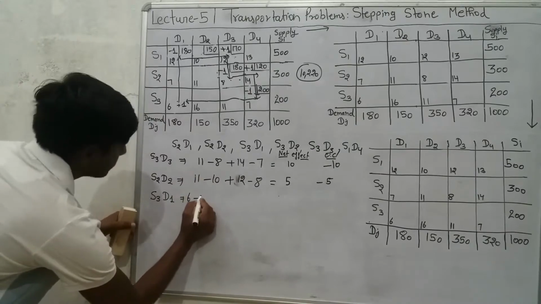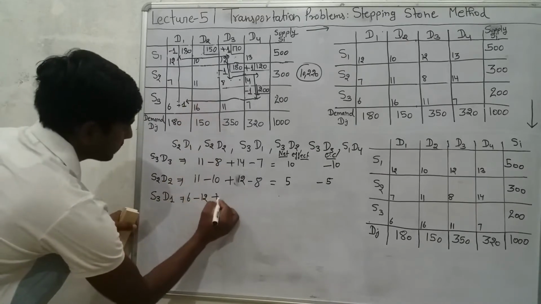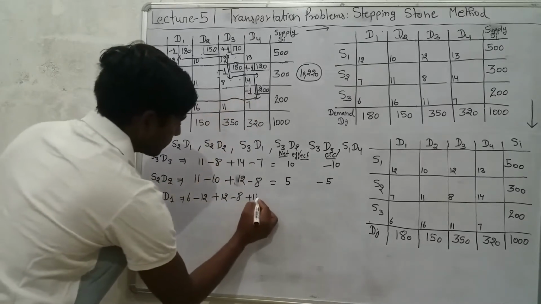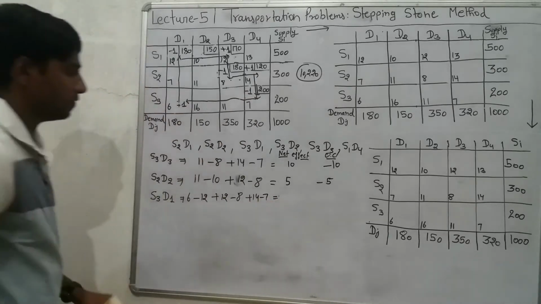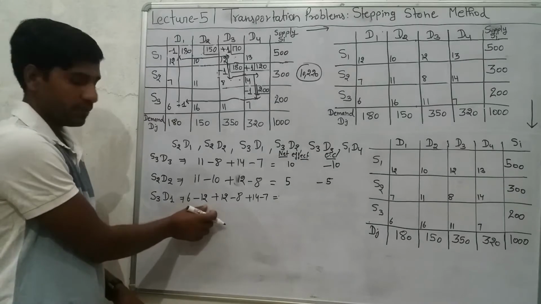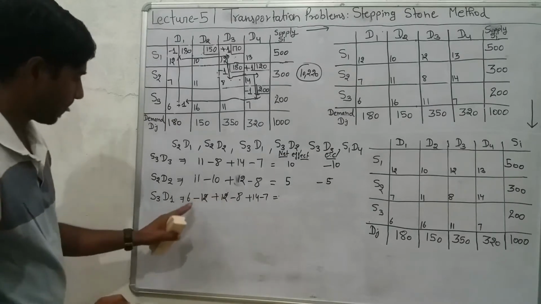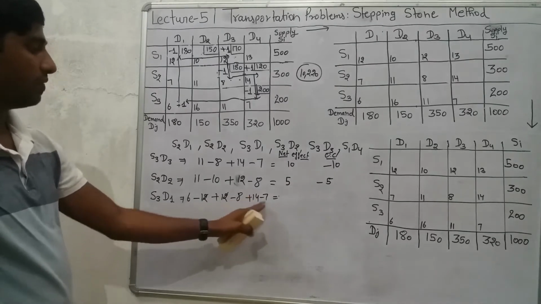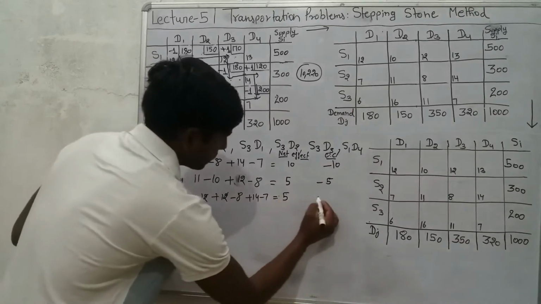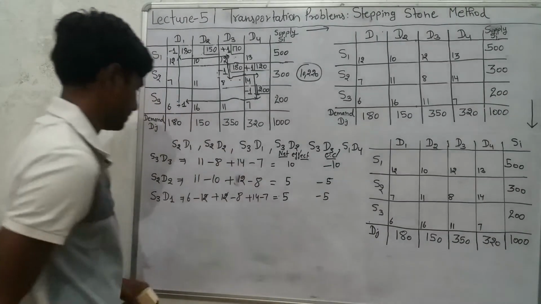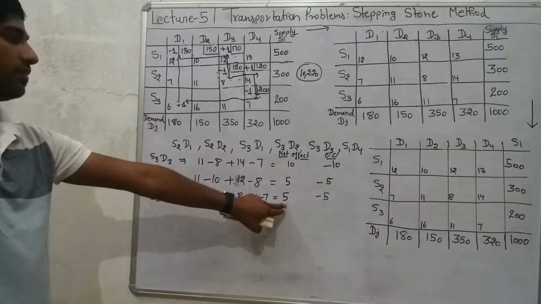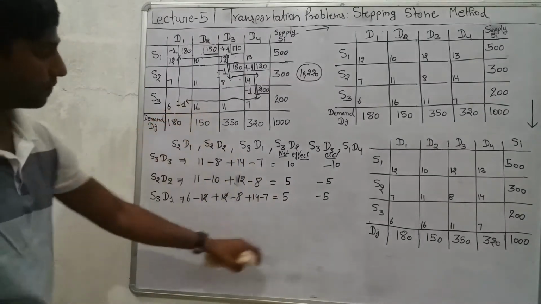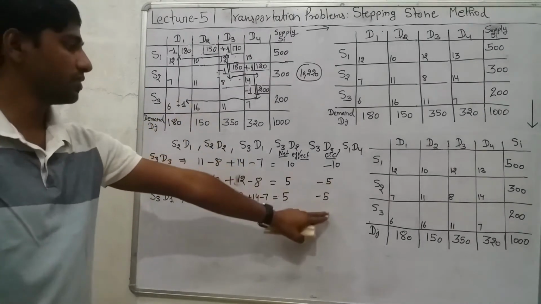Or we can write it 6 minus 12 plus 12 minus 8 plus 14 and -7. That is equal to, what would be the net effect? 6 minus 12. So 12 cancel out. 6 minus 8 is minus 2, plus 14 means plus 12, minus 7, 5. So the net effect would be 5 rupees. It means our total cost would be increased by 5 rupees if we adopt this route or this cell, and the net or opportunity cost would be -5.